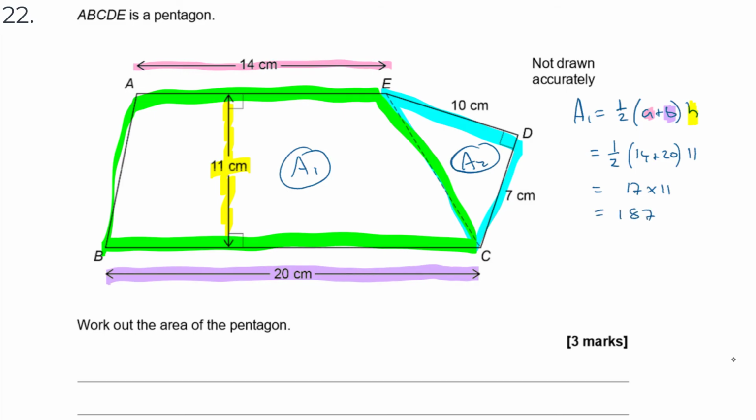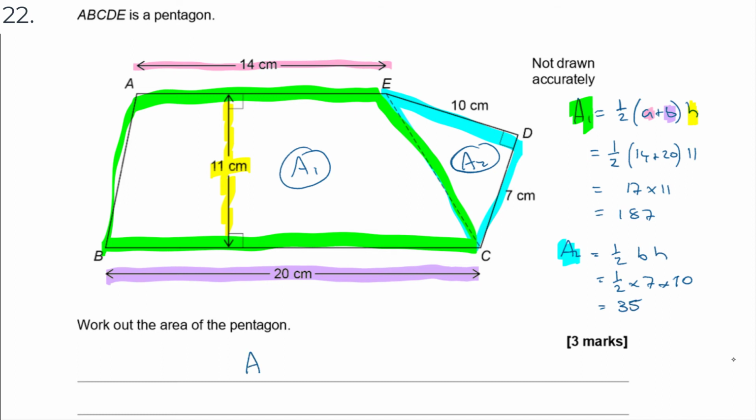That's the trapezium. Okay, so let's move swiftly on. Let's have a look at A2, the blue one. Now A2 is a triangle, and the formula for the area of a triangle is just half base times height, where base and height don't necessarily have to be the bottom line and the one going up. They're just the 2 lines that are perpendicular to each other. So in this case, it's going to be 7 and 10, isn't it? So it's going to be half times 7 times 10. Half of 10 is 5. 5 times 7 is 35. So area 2 is 35.